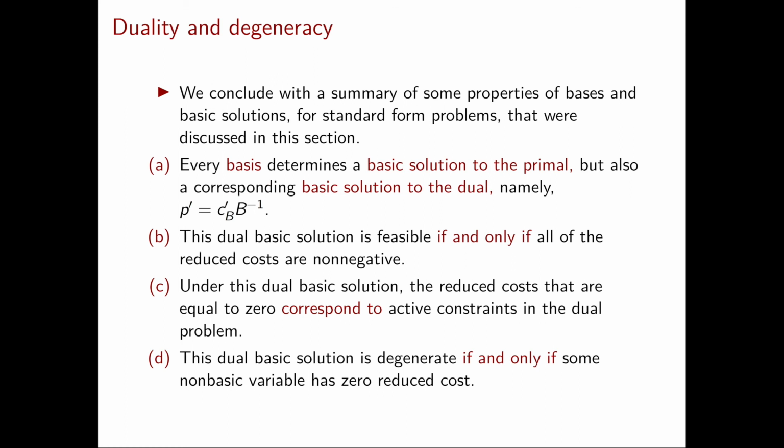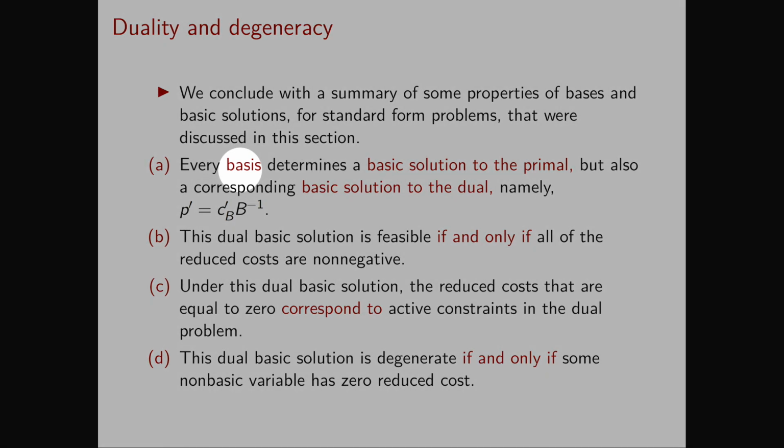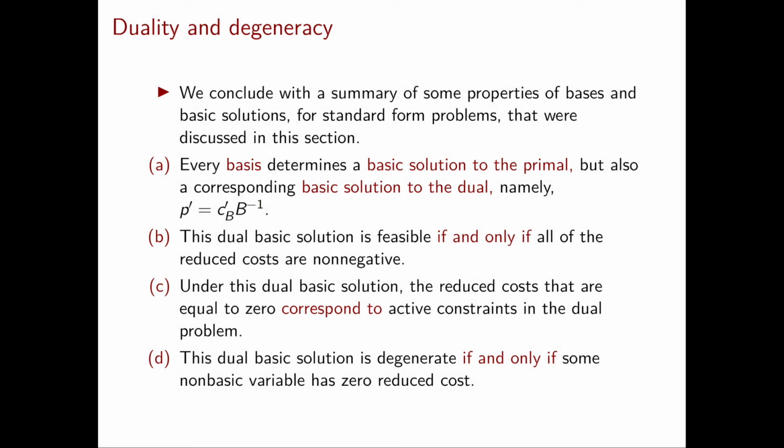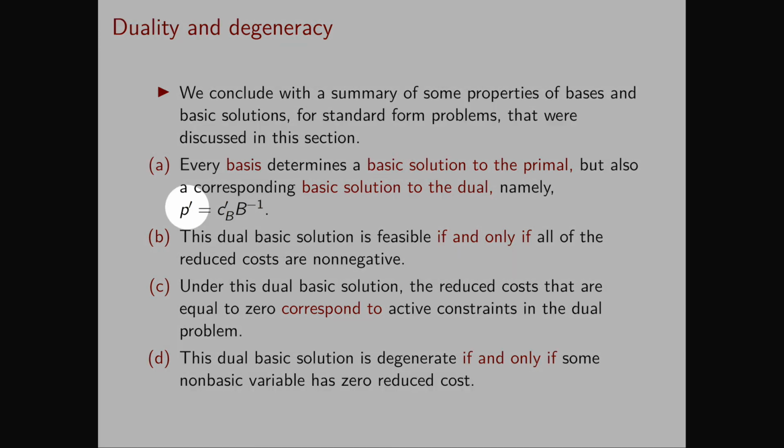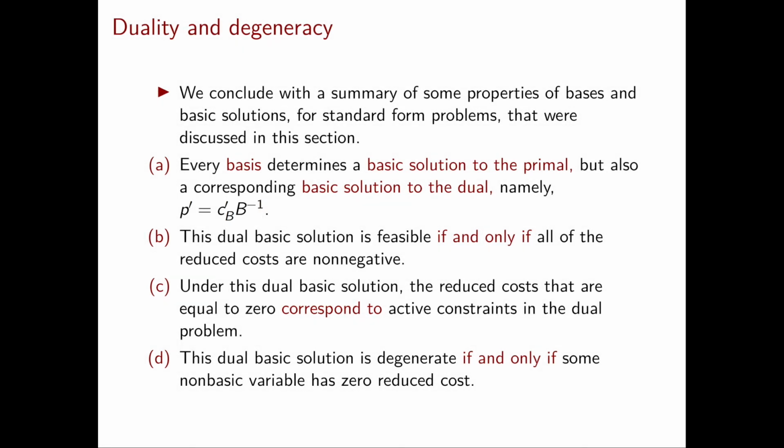Finally, I want to conclude this video with a little summary of some of the main properties of basis and basic solution that were discussed in this section for standard form problems. Every basis determines a basic solution to the primal and a basic solution to the dual. And the basic solution to the dual is defined by p transposed equal to c_B transposed B inverse. We can understand if this basic solution is feasible by looking at the reduced costs. It is feasible if and only if all the reduced costs are non-negative.